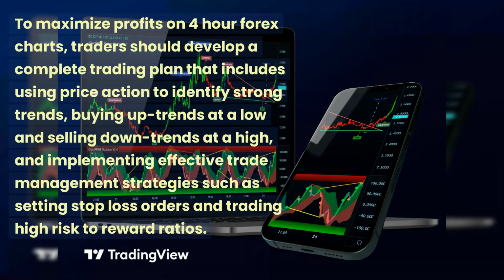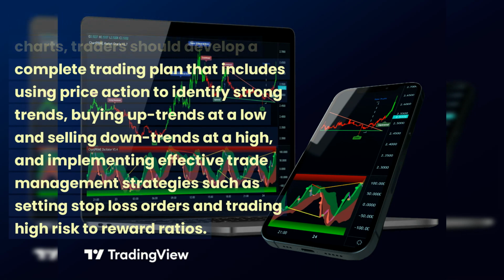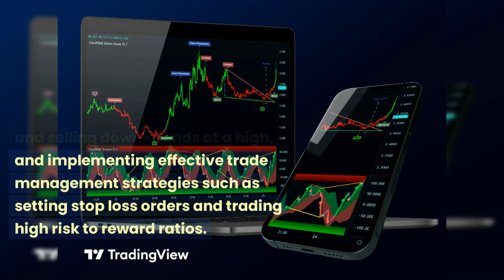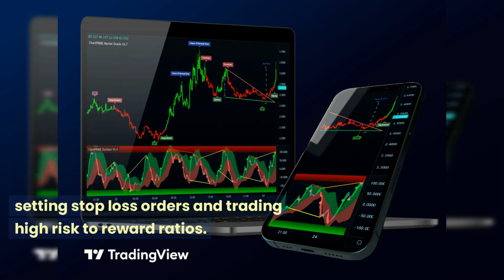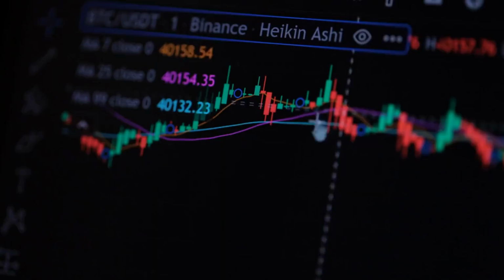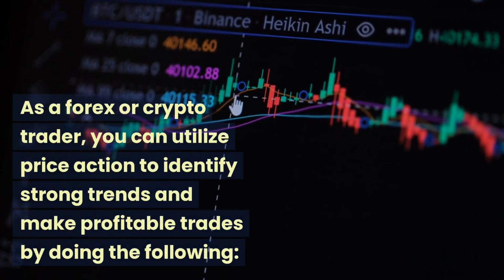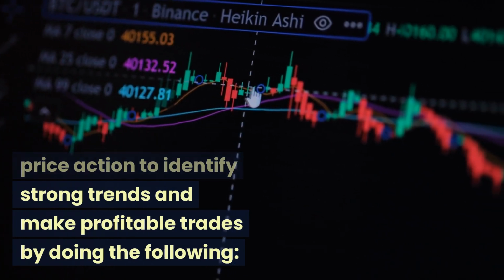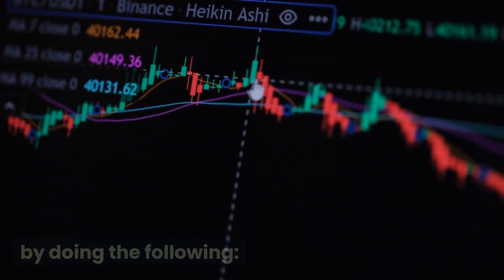To maximize profits on 4-hour Forex charts, traders should develop a complete trading plan that includes using price action to identify strong trends, buying uptrends at a low, and selling downtrends at a high, and implementing effective trade management strategies, such as setting stop-loss orders and trading high risk-to-reward ratios. As a Forex or crypto trader, you can utilize price action to identify strong trends and make profitable trades by doing the following.